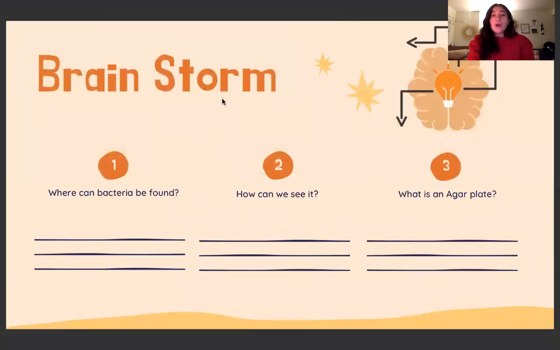So now during this part of the video, you will stop it, and I'm going to ask you 3 questions. So first, where can bacteria be found? Second, how can we see it? And third, what is an agar plate? And these questions are going to be answered like 1, 2, 3 in the order that they're listed above. And so just pause this part and take a minute to respond, and then unpause it.